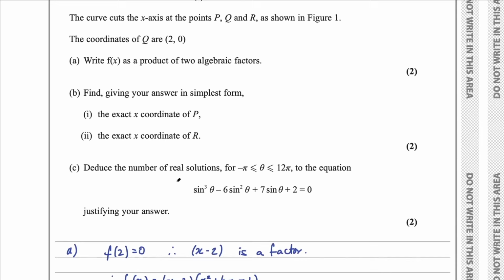Part C says deduce the number of real solutions for theta between negative pi and 12 pi to the equation sine cubed theta take 6 sine squared theta plus 7 sine theta plus 2 equals 0, justifying your answer.